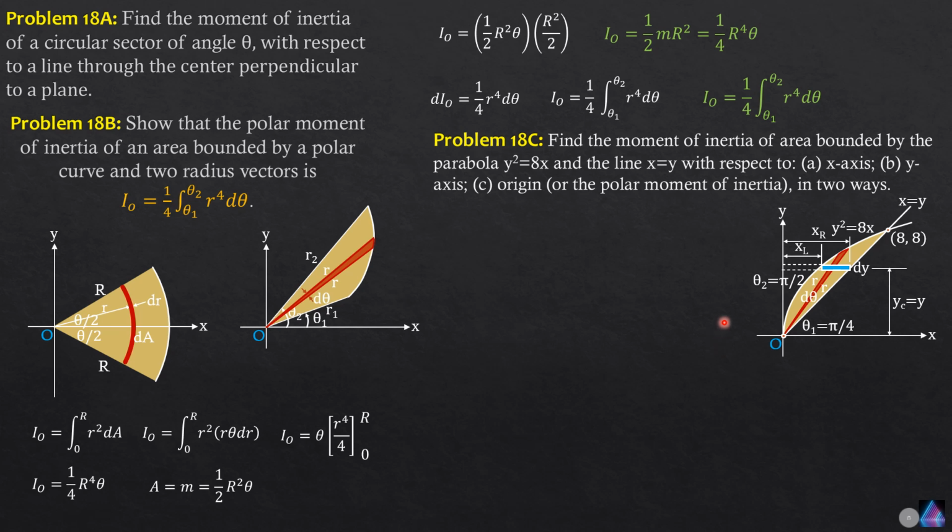So first, I'll derive Ix because it's part Ix. So I consider that horizontal strip, the blue one, so that the distance of every element of that strip from the x-axis is just y. Y sub c is y. And the differential area would be right x minus left x times thickness dy. By the way, the point of intersection is at 8, 8 because x is y. You just substitute x is y here. So we have y squared equals 8y, or y times quantity y minus 8 equals 0. So y is 0, x is 0, and y is 8, x is 8.